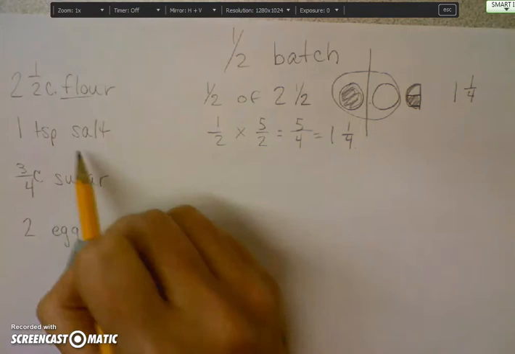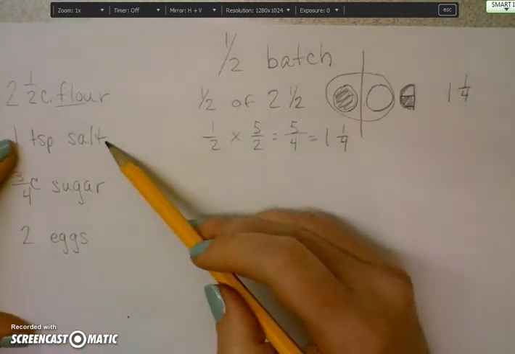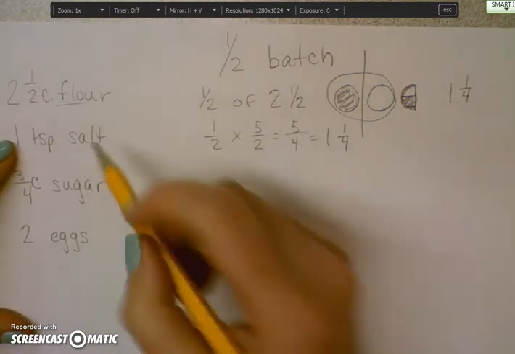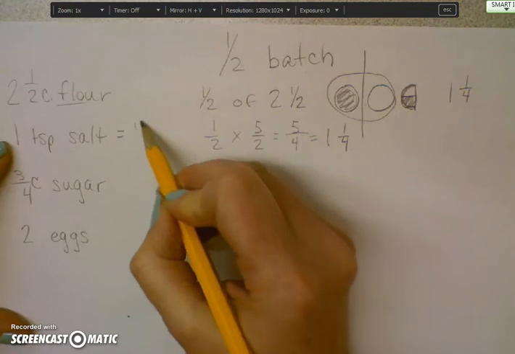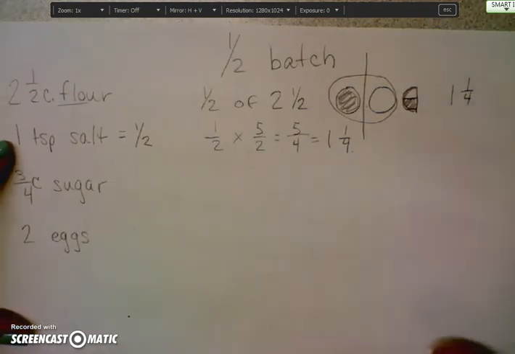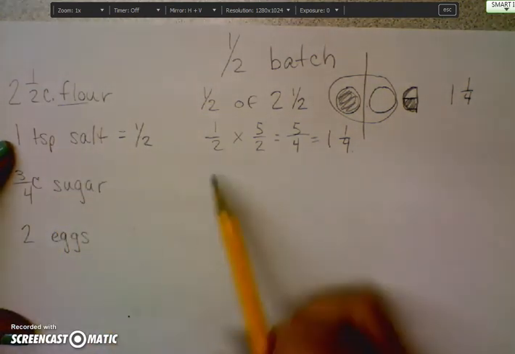The second ingredient I want to look at is salt. I need 1 teaspoon of salt for a full recipe. I think pretty obviously I need ½ a teaspoon of salt for the half batch. I know that because ½ of a half is a whole.